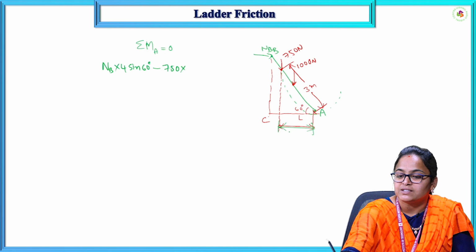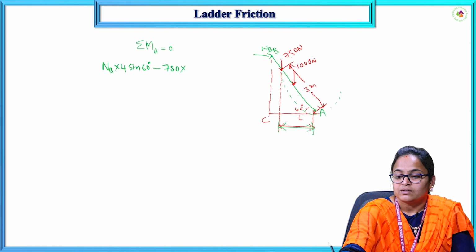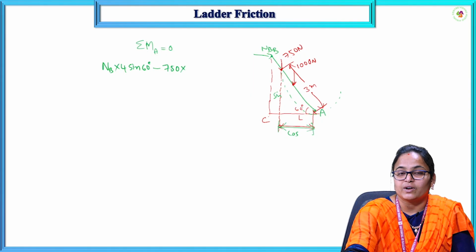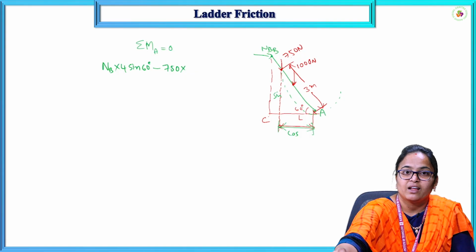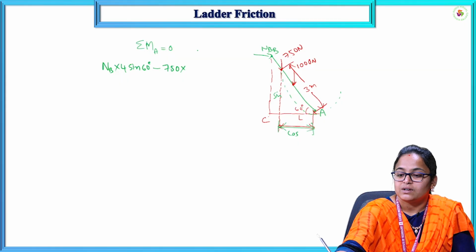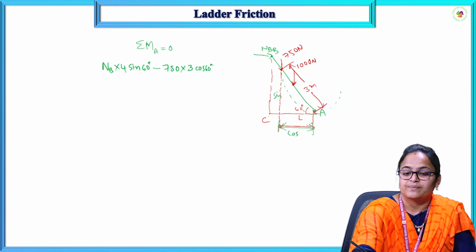This is the perpendicular distance. By taking the opposite side in a triangle, this is opposite, that is sine, and this is cos. Now we want the adjacent side of the triangle to get the perpendicular distance between 750 newtons and point A. The distance is 3 meters, so we will get 3 into cos 60 degrees.